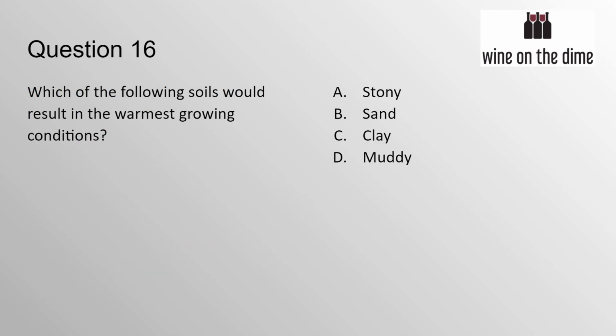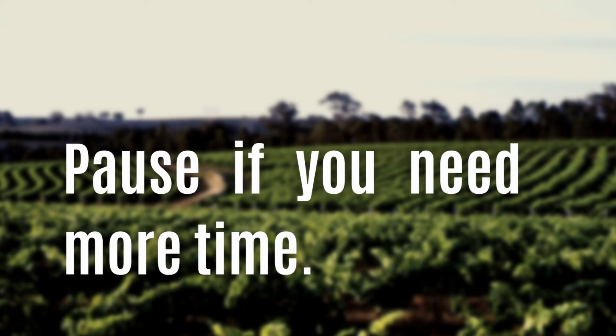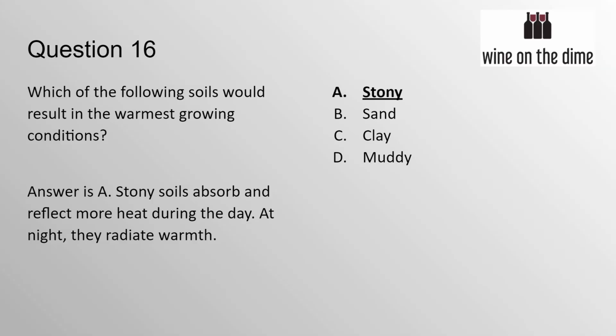Question 16. Which of the following soils result in the warmest growing conditions? A. Stony, B. Sand, C. Clay, D. Muddy. The answer here is A. Stony soils absorb and reflect more heat during the day. At night, they radiate warmth, keeping everything toasty.